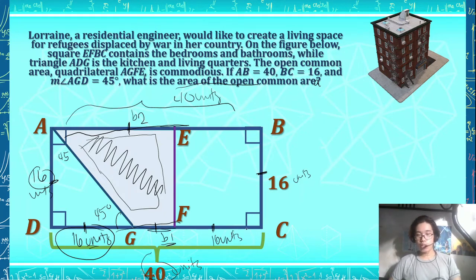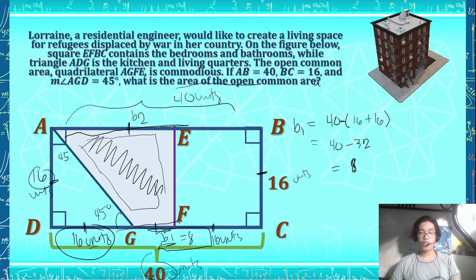B sub 1 is just going to be 40 minus 16 plus 16. That's going to give us 40 minus 32. Therefore, B sub 1 is just going to be 8. So this first space is just 8 units.